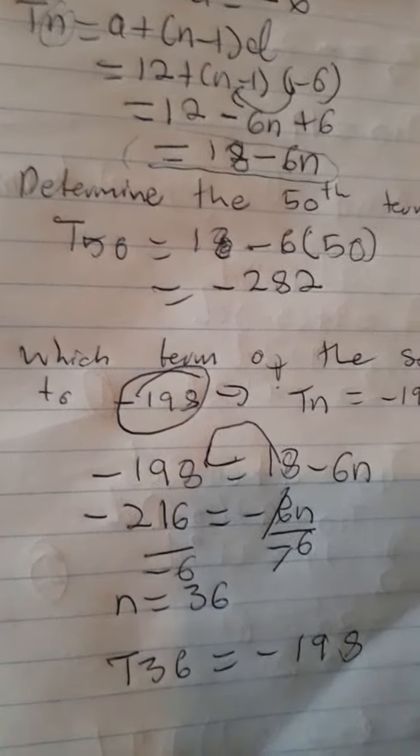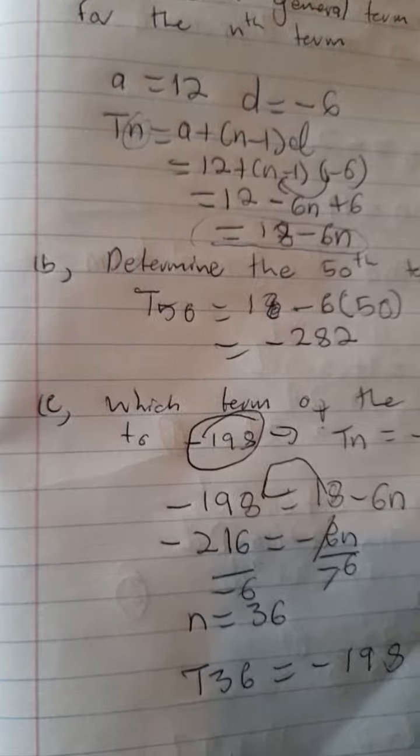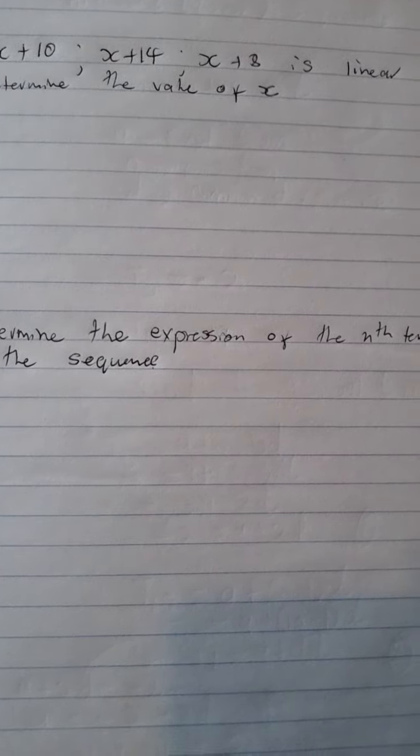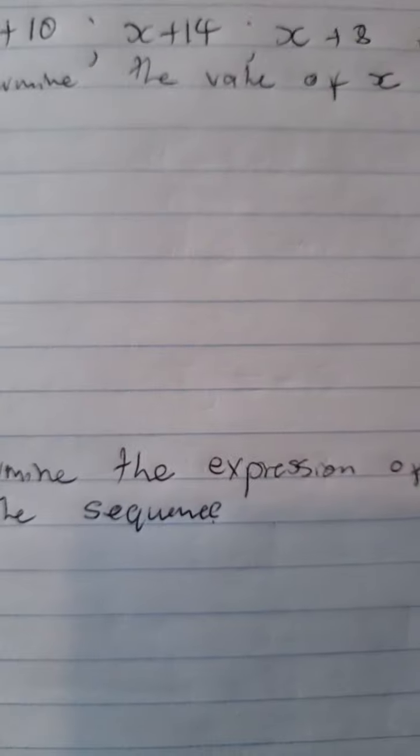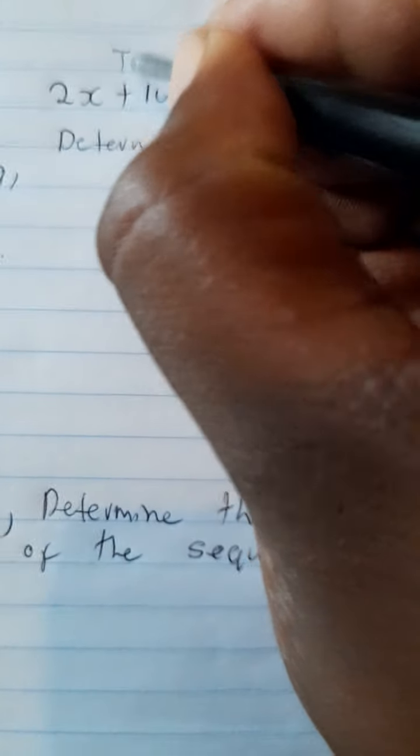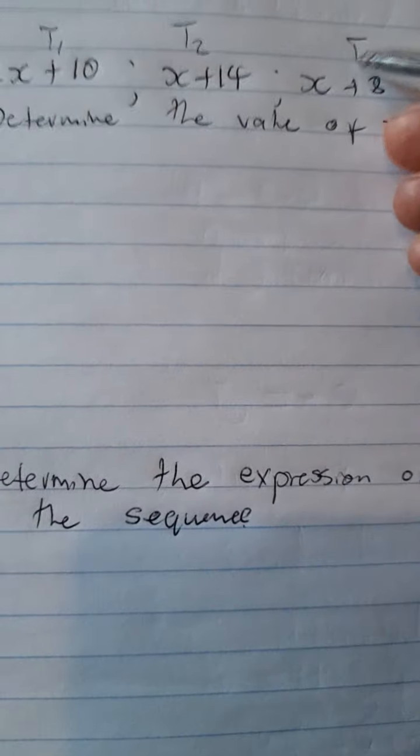Right? So lastly, in an exam, they can question you using variables. So it's very important to have a knowledge of variables. Let's take a look at our last question here that involves variables. We are given 2x plus 10, x plus 14 and x plus 8 as a linear sequence. Then we are required to determine the value of x there. To make things simpler, guys, this is T1, this is T2 and this is T3.